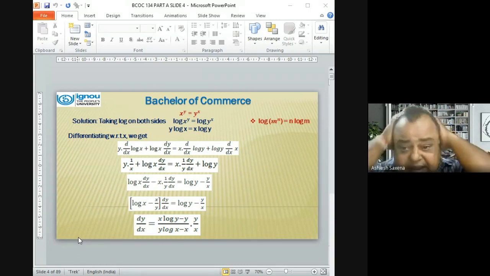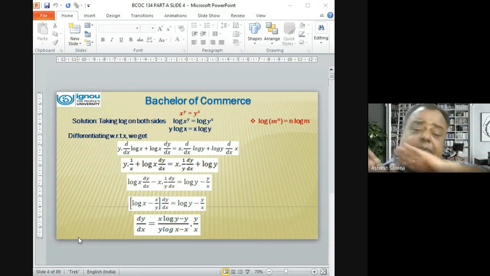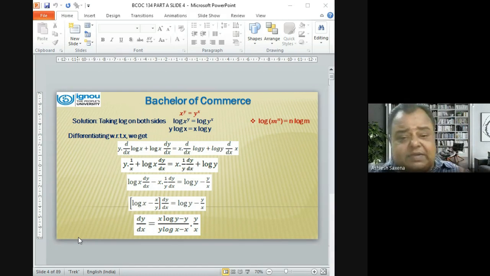Now, in the next step, what we will be doing? We will be bringing all dy by dx in the left hand side. So we will have log x dy by dx minus x by y dy by dx is equal to all remaining part on the right hand side. So it will be log y minus y by x. Now we can take dy by dx common. We are left with log x minus x by y. And on the right hand side, we have log y minus y by x.